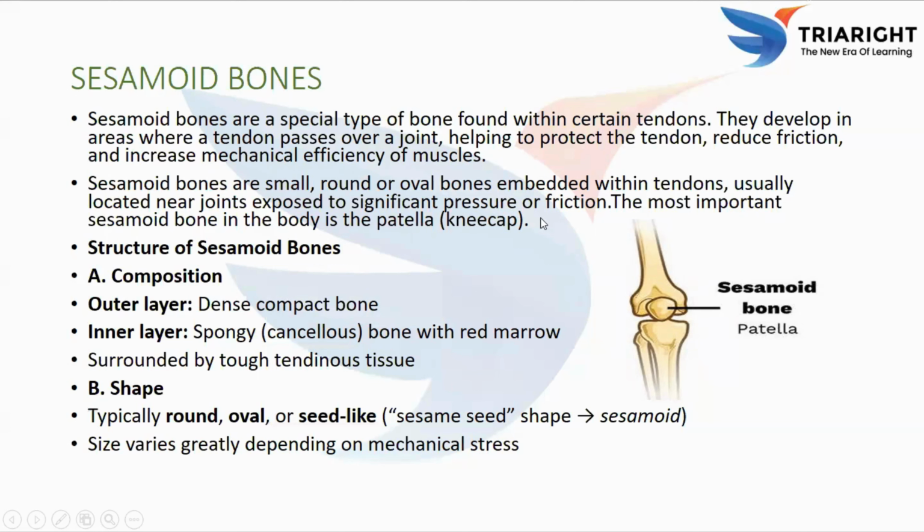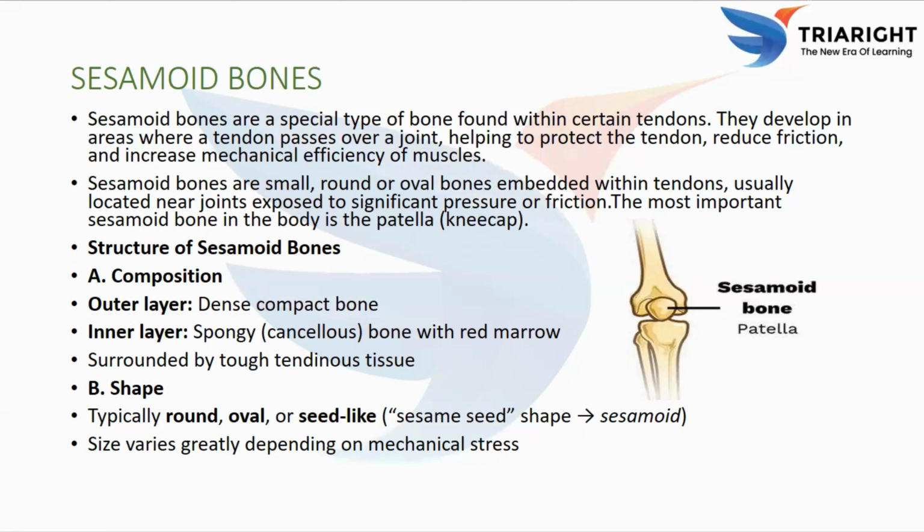So what are the key features of the sesamoid bones? Size and shape, location, and also the structure. In size, they are small, round, and oval. They are often described as seed-like in shape. That's why they are called sesamoid. Seed-like means a sesame seed-like shape, and that is the name given to the sesamoid bones.